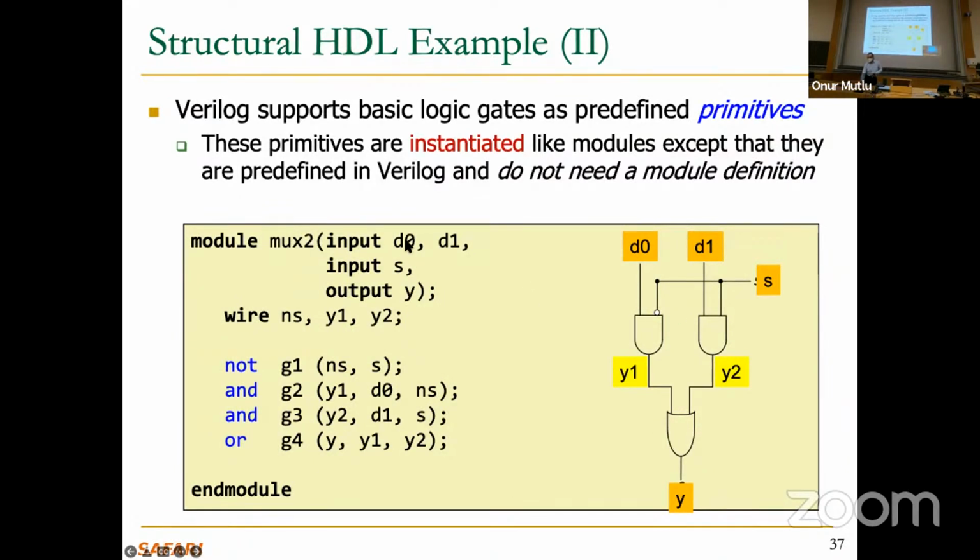A 2-to-1 MUX can be written using these basic primitive gates. NOT is provided by Verilog, AND is provided by Verilog, OR is provided by Verilog. You can convince yourself that these gates correspond to the schematic over here. Of course, there's some assumption: the leftmost parameter into the module is the output. Does that make sense? There's some ordering implied by Verilog, so you need to get used to that ordering.